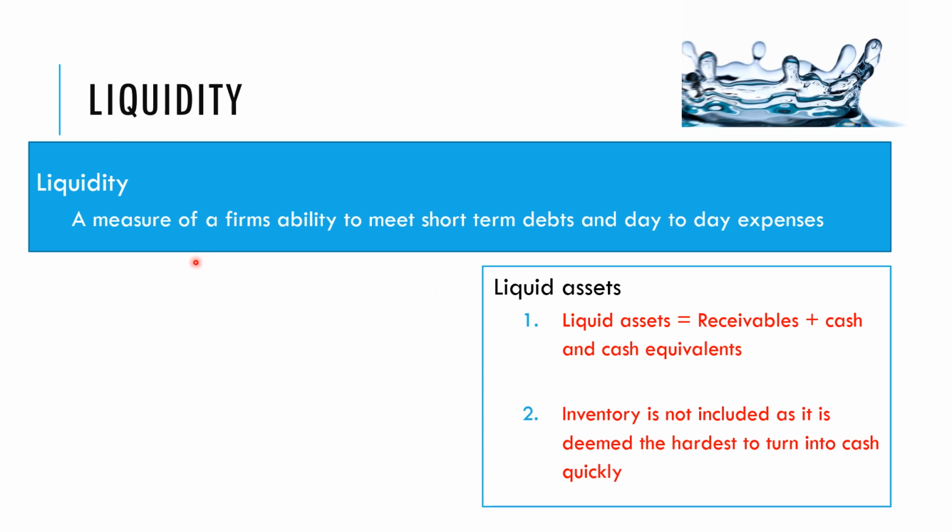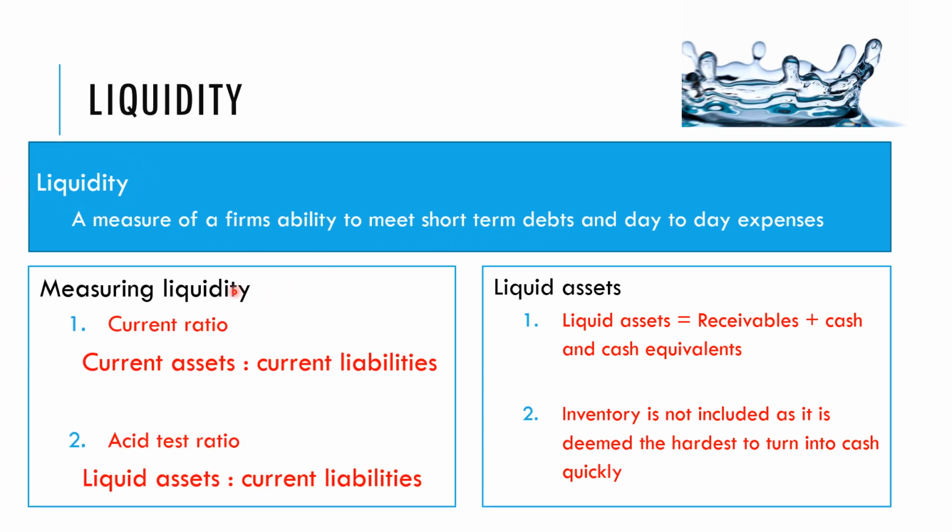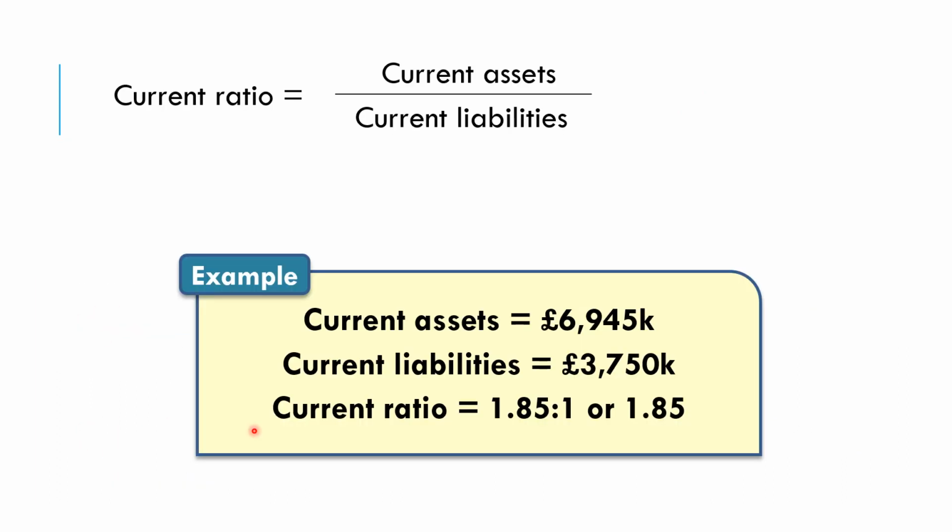And so we're going to look at two ratios here to measure how well a business, or how able a business might be, to pay any short-term debts that are arising. And that is the current ratio and the asset test ratio. The current ratio is the current assets divided by the current liabilities. This is an important formula that we should take down in our notes.